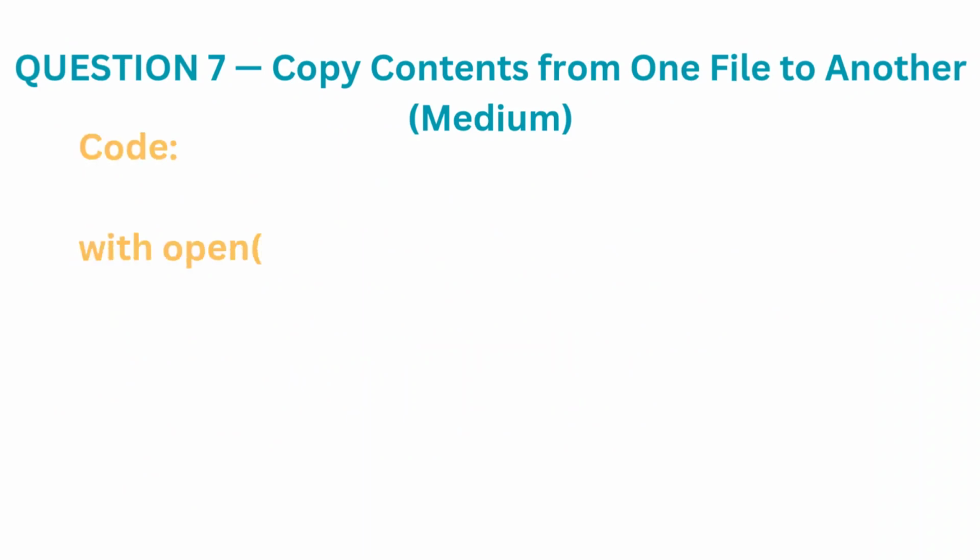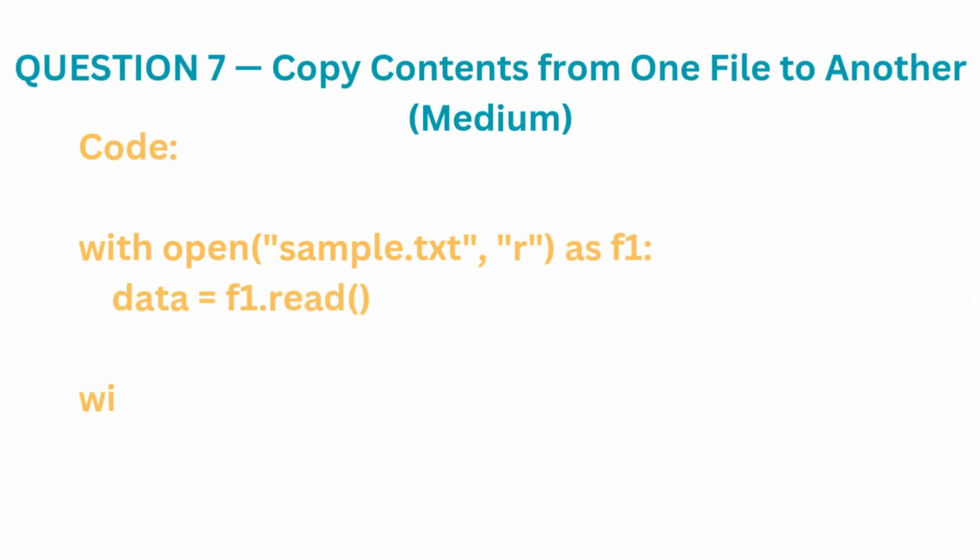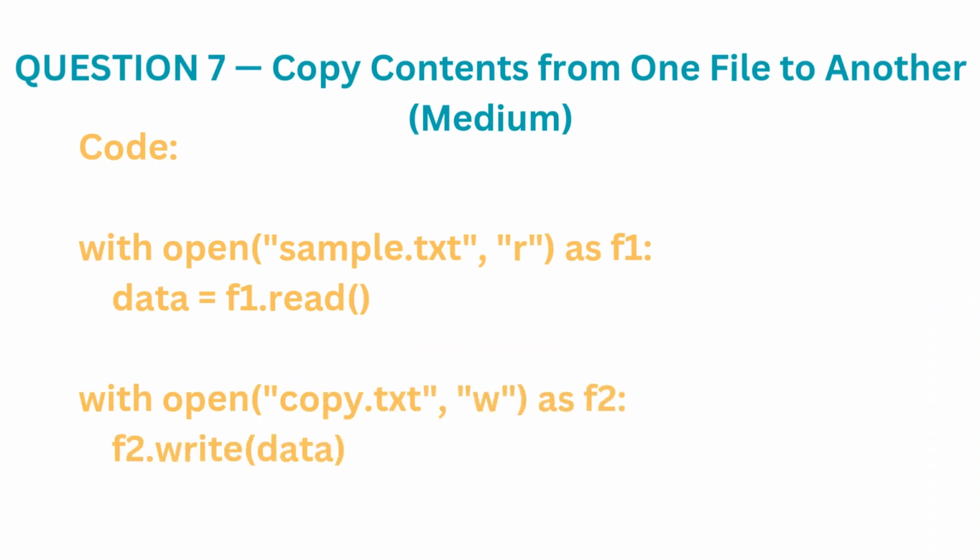And the next question is copy contents from one file to another. For solving this problem, this is used frequently in backups and automation tasks. So the code is with open sample.txt r, is used for read a file, as f1. Data should be f1.read, and with open copy.txt, that should be copied, and w is used for write as f2, that means f2.write would be data.